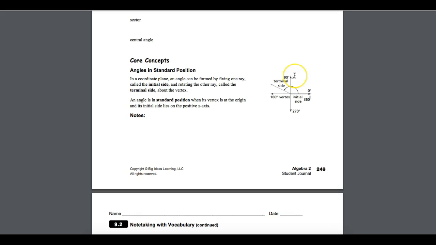We're going to draw all of these in the coordinate plane, which means we're going to start out with our XY axis, and we're going to draw our angles on here. Now you'll see an angle can be formed by fixing one ray. A ray is just a line coming out from the origin with an arrow at the end. So we fix one ray, which we call the initial side, and rotate the other ray. Our initial ray is fixed at the origin, and it lies on the positive x-axis. This is what's required for an angle to be in standard position.